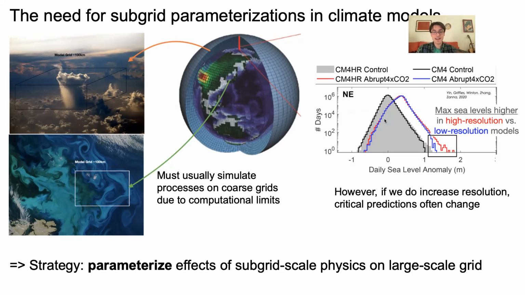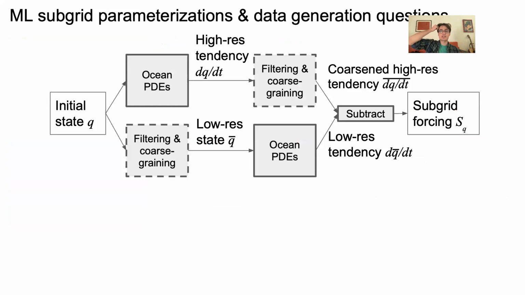The typical strategy for dealing with this problem, or at least one that's received a lot of attention, is running models at low resolution, but finding some way of parameterizing what we're missing. One approach that's been pretty common recently to try to learn subgrid parameterizations is to use machine learning. It's also common even in traditional subgrid parameterization research.